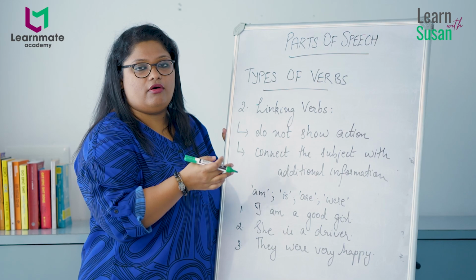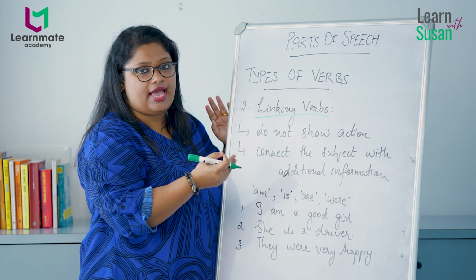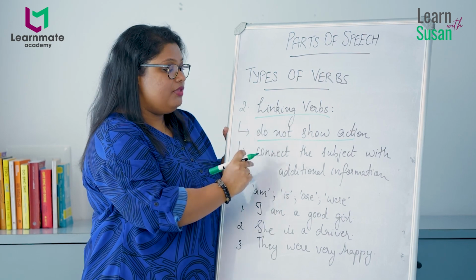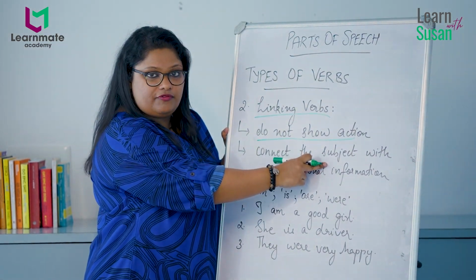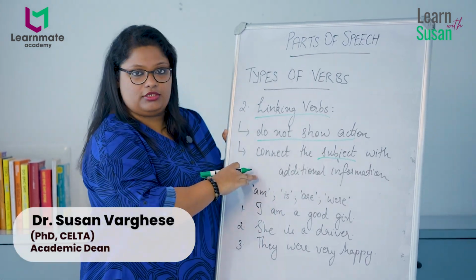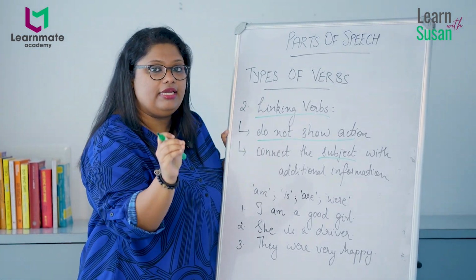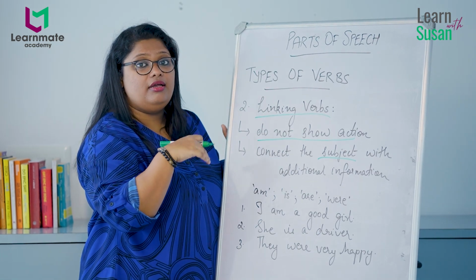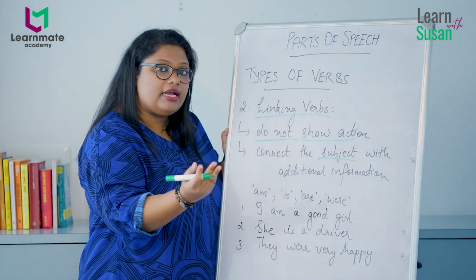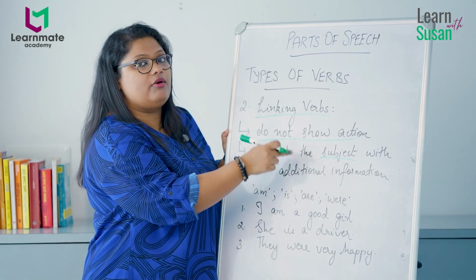Now the second type of verb is called linking verbs, and opposite to the action verbs, these verbs do not show action. This is very important. They actually connect the subject of the sentence with additional information related to the same subject. So this is what linking verbs do. They are different from action verbs. They cannot be explicitly seen in the sentence as actions, since they do not talk about an action, but they connect the subject of the sentence with the additional information given about the subject.